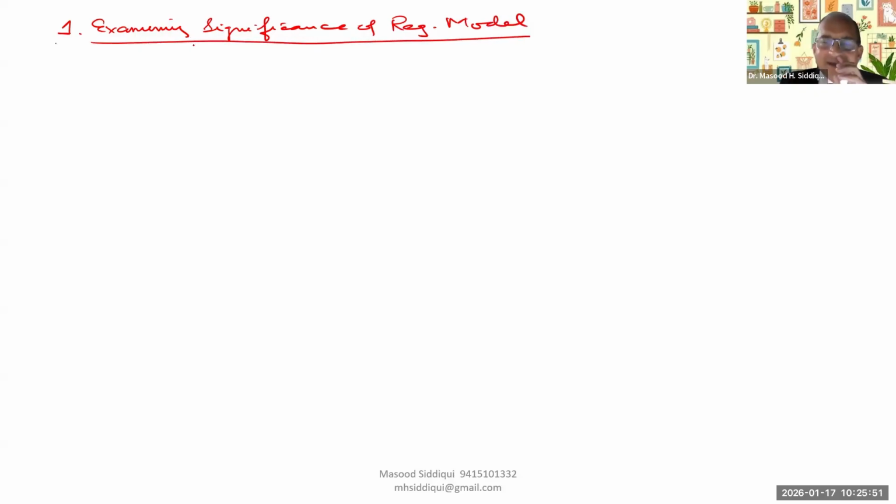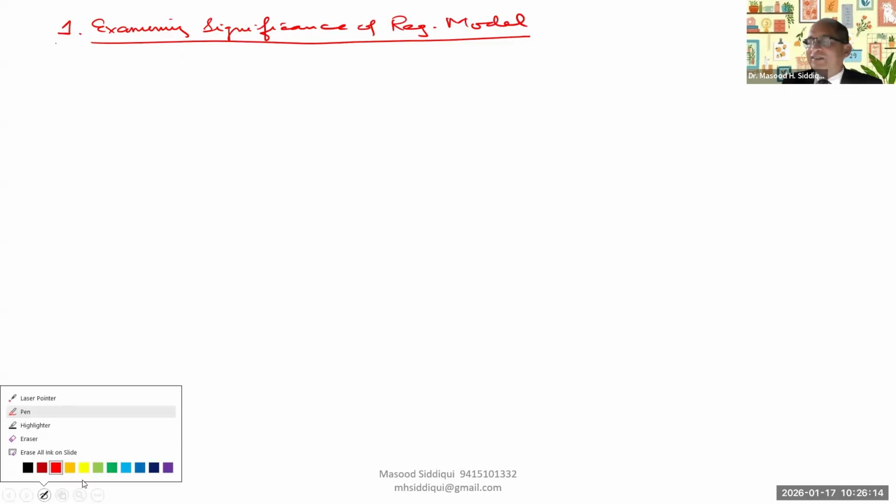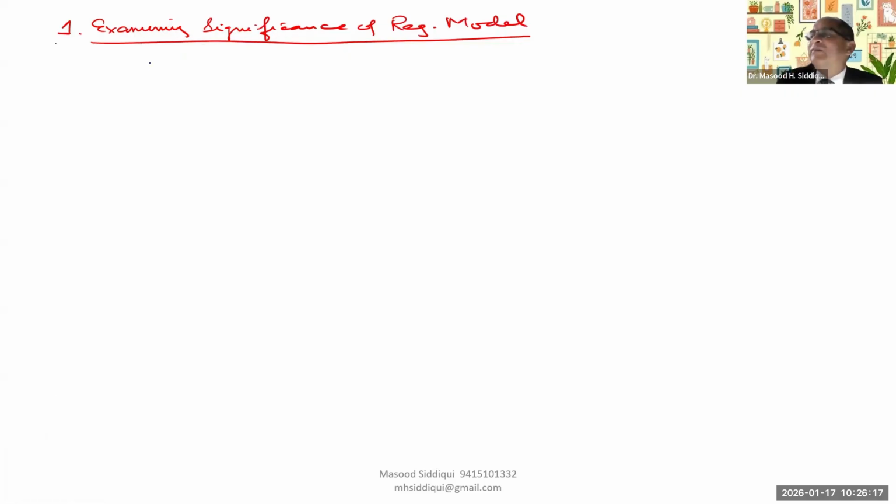Right. As we hear the word significance, what do we mean by it? Since we are performing the analysis on sample data, and whatever we get will be applied to the general overall population, for that purpose we have to perform significance testing. For this purpose, the first step is to propose the hypothesis. So what is the null hypothesis? It is that the proposed regression model is insignificant.